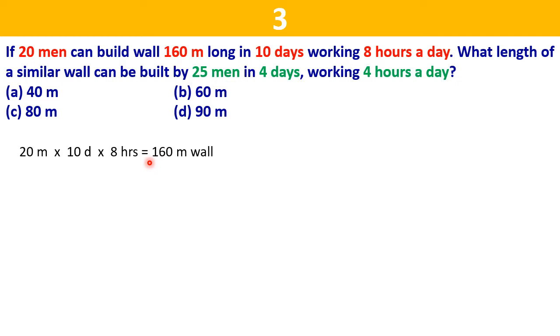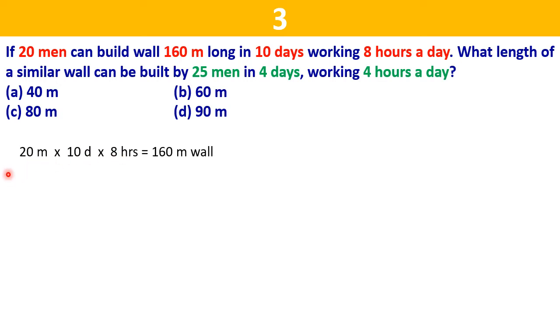As I said, more the men, more length of wall can be constructed. More the number of days we give, more length of wall can be built. Even more hours if we allocate, more length of wall can be constructed. So 160 is directly related with 20, 10 and 8 hours, hence written on either side of equal to. So this is the input required to construct 160 meter of wall. 20 men, 10 days, 8 hours.